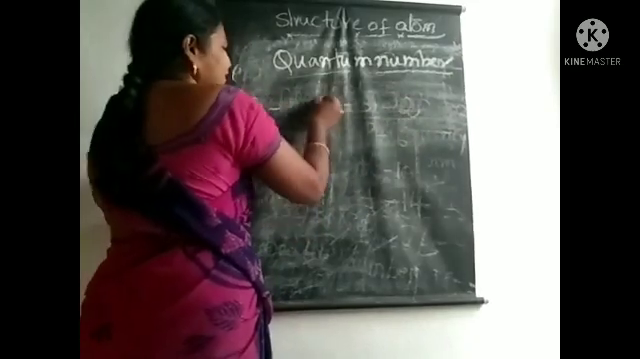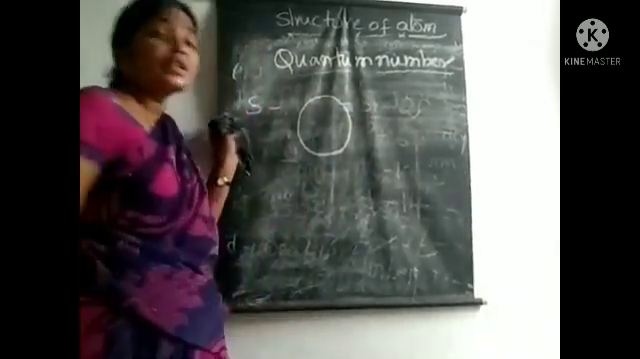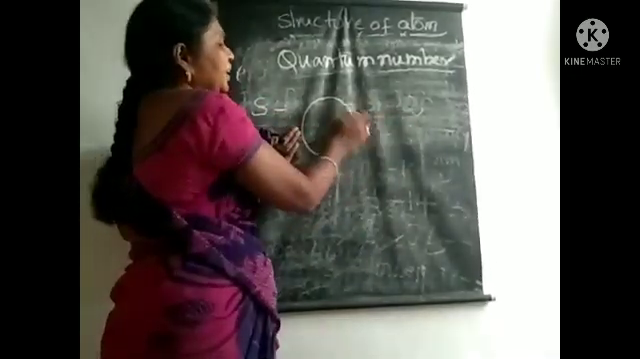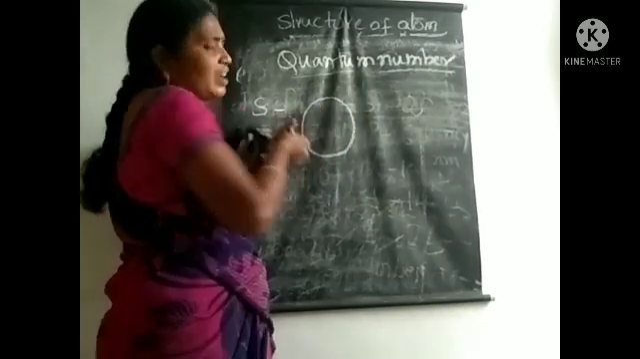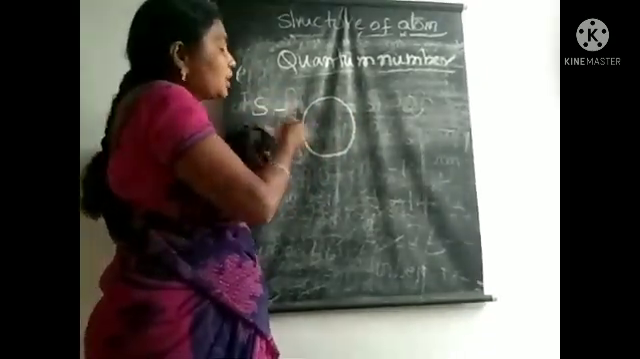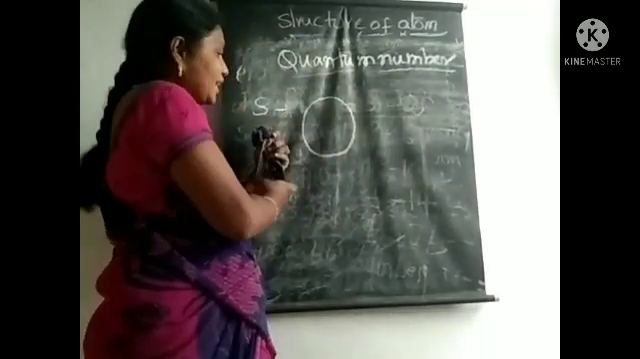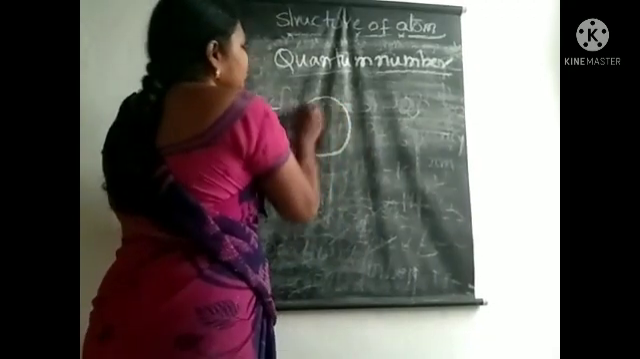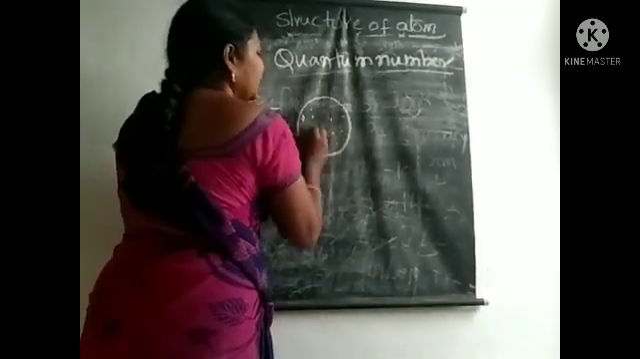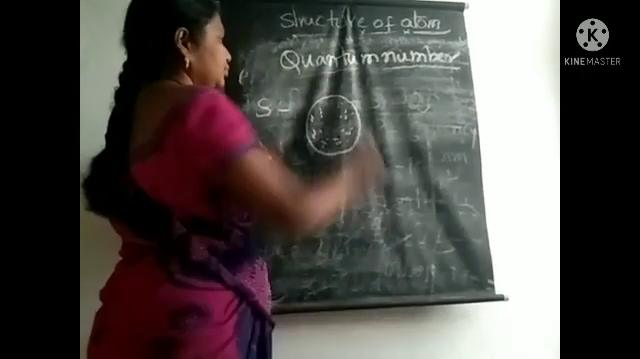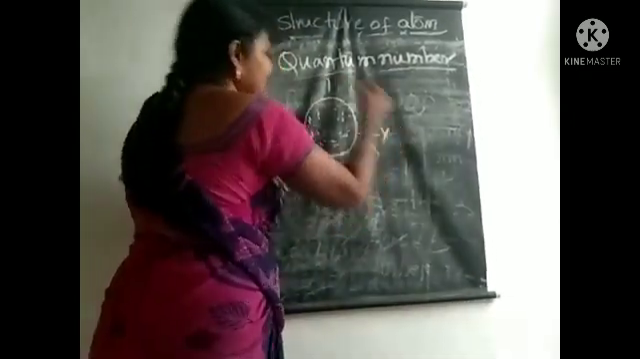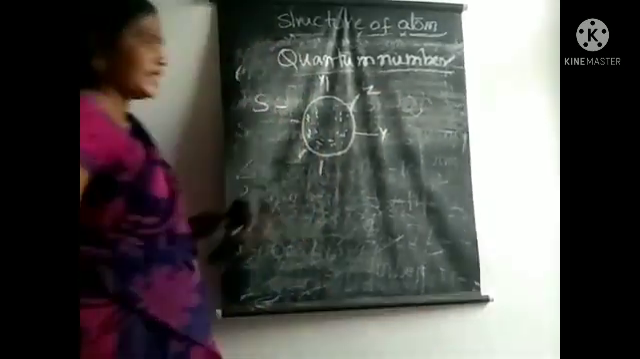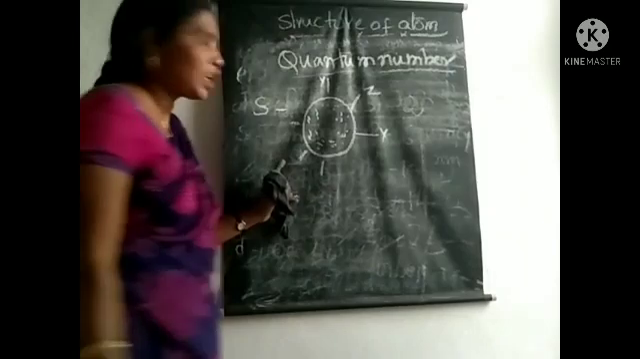Okay, the s orbital is spherical in shape. Where is the electron? Here, here, here, wherever, because the electron is revolving around the nucleus in its shell. Here the electron probability is there. These are the x, y, z axes. This is the shape of the s orbital.